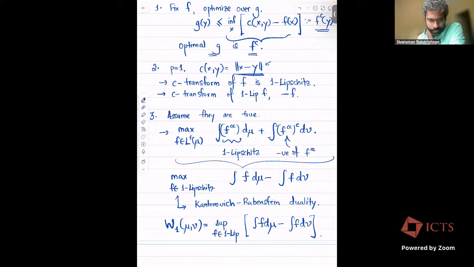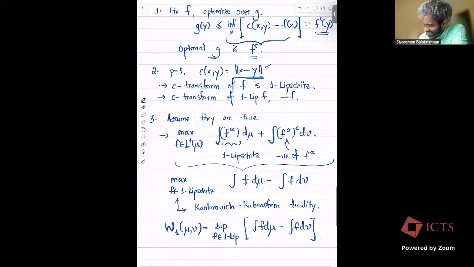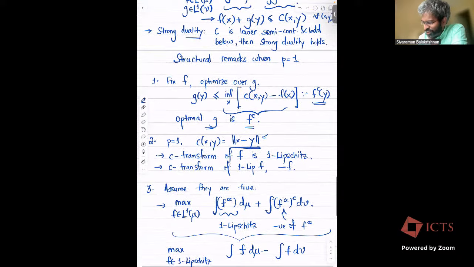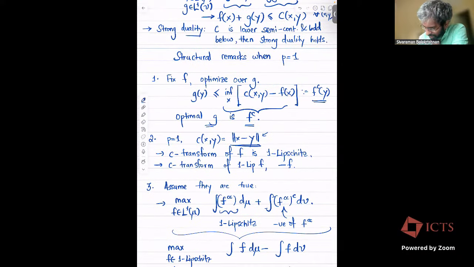These assumptions on C for strong duality, are they arising out of some standard results on strong duality for linear programming? Yes, I guess one could call them standard results, but they are Kantorovich's results. It is an infinite dimensional linear program, so if you take a standard optimization textbook, you will not find this kind of condition. Okay, thanks.